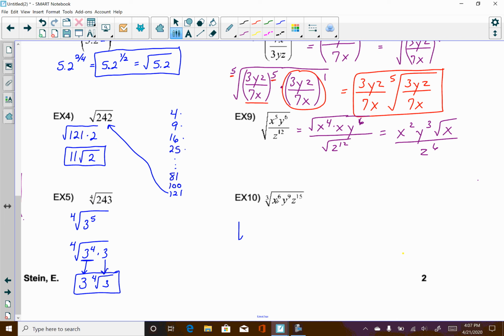All right. And then lastly here in example 10, I'm taking the cube root of everything underneath that radical, and everything is already a multiple of 3, so I can just come straight away then. So this would be like saying x to the 6 divided by 3, y to the 9 divided by 3, z to the 15 divided by 3. You don't have to show this work, but I thought I'd show it one more time. So you hopefully by now are able to come to, okay, well this is x squared, y cubed, and z to the 5th. Final answer.